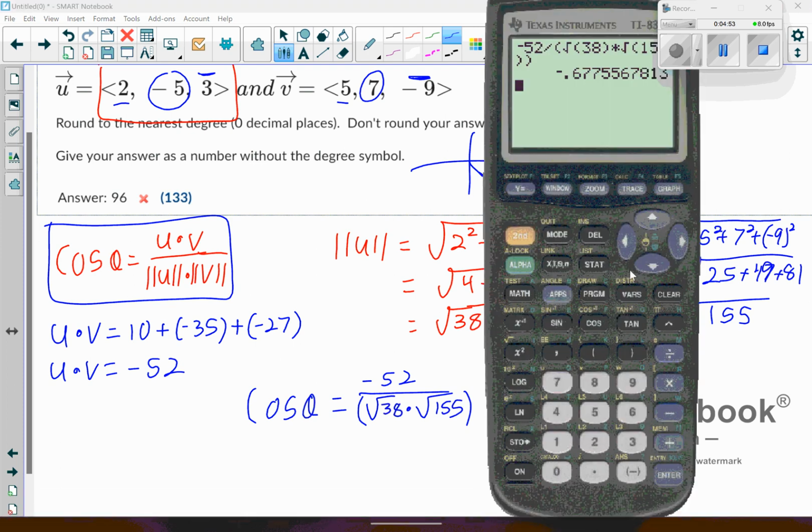Second, cosine. We're going to take the inverse and pop that answer in there and then close it. We get that answer right there, which is 132 degrees, and then rounded, it would be 133. So you can see that right there, 133.